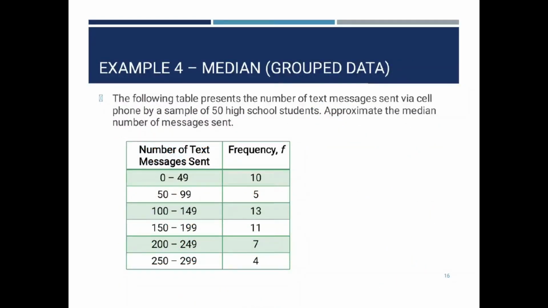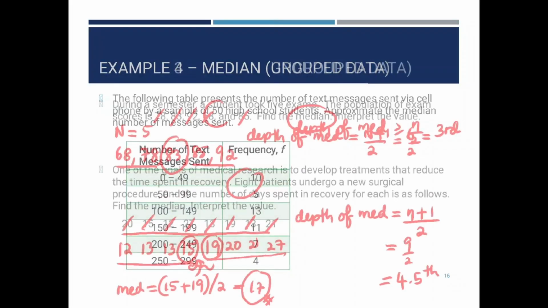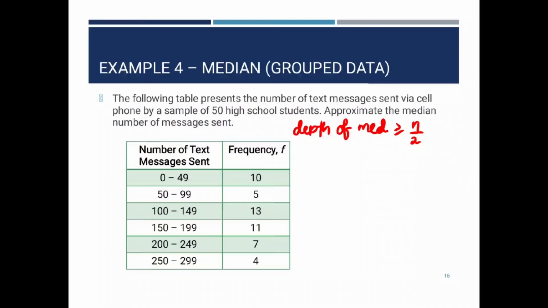Okay, and then for median for group data, you will require different formula. Okay, first thing, you need to identify the depth of median. Okay, depth of median will be greater than n over 2. Okay, so n we have 50. Okay, n is 50. So this is 50 over 2. So median is greater than 25.